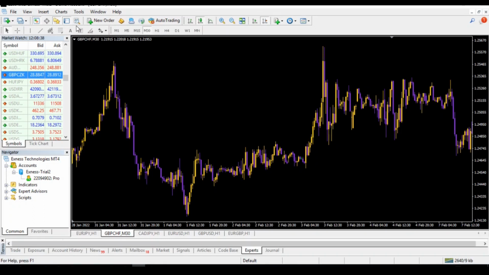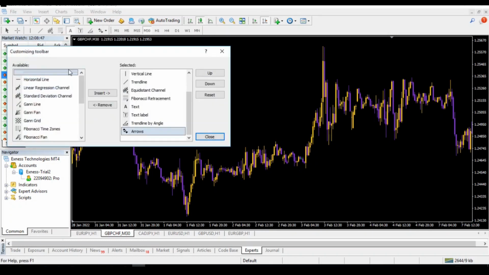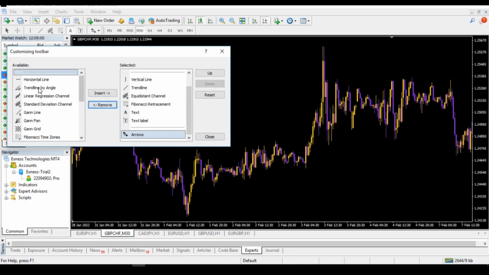Moreover, you can make changes in the kind of object to be displayed on your toolbar. Just right click on your toolbar and select Customize. So from the pop-up menu here, I can decide to select some new object to be displayed on the toolbar. For instance, let me select this object, trend line by angle. After that, I click on Insert. Also, if you don't want to see any object on your toolbar, you can just select the object from the list here and then you click Remove.